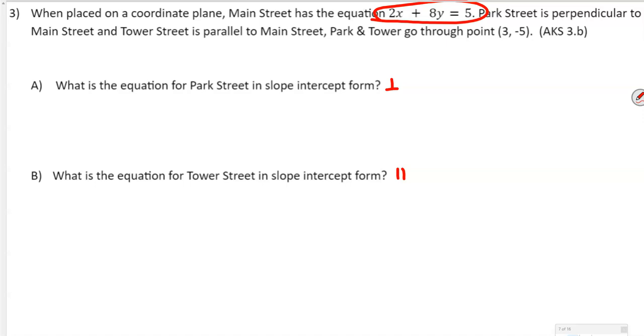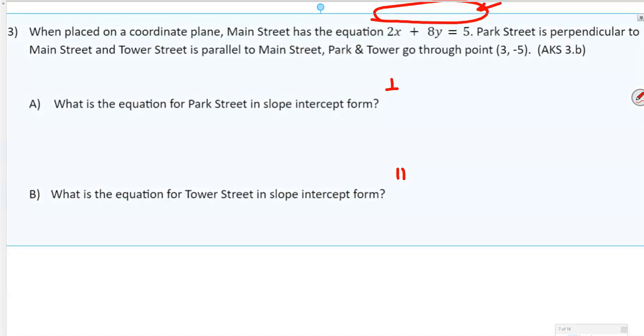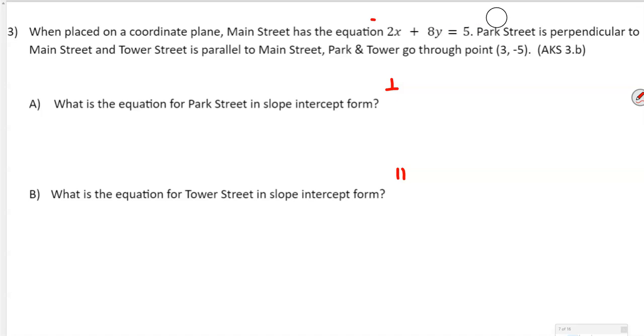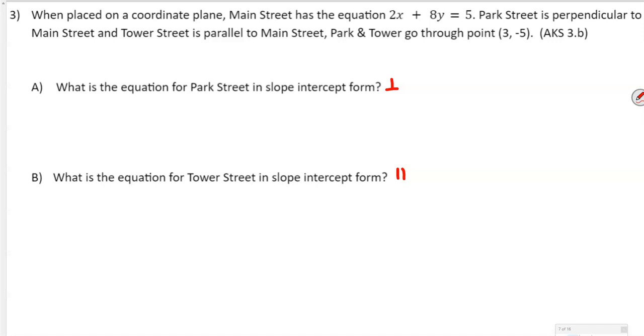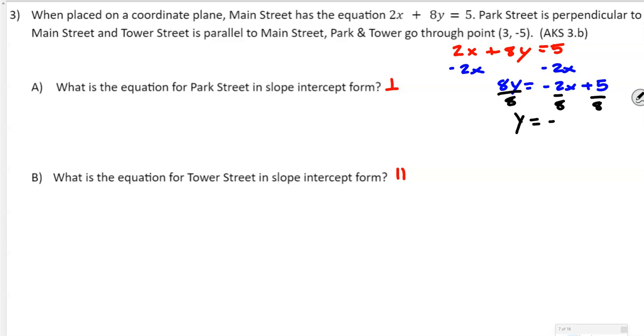So what we're going to do first is take this equation and solve for y again, okay? I'm going to do that. I don't know why it moved, but we'll move it right back up there. So we've got our 2x plus 8y equals 5. So we're going to subtract the 2x from both sides, right? So that's going to give us 8y equals negative 2x plus 5. Divide both sides by our 8. So that's going to be y is equal to, that reduces to negative 1/4 x plus our 5/8.